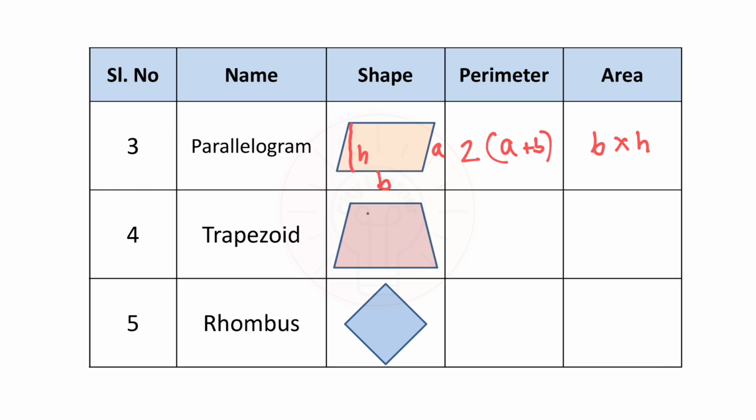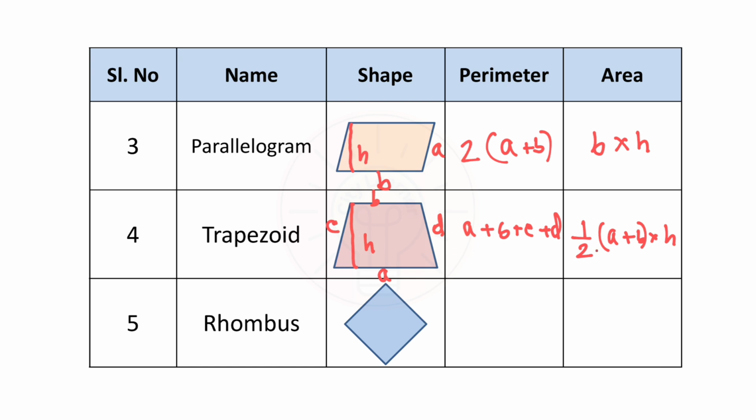The next one is the trapezium. In a trapezium, these are the parallel lines, and the distance between the parallel lines is the height. AB are the parallel lines, and C and D are the other two sides. The perimeter will be the summation of all the sides, A plus B plus C plus D. The area is equal to half into A plus B into height, where A and B are the parallel sides.